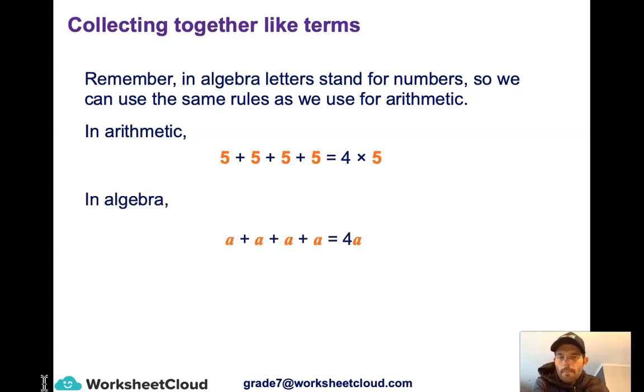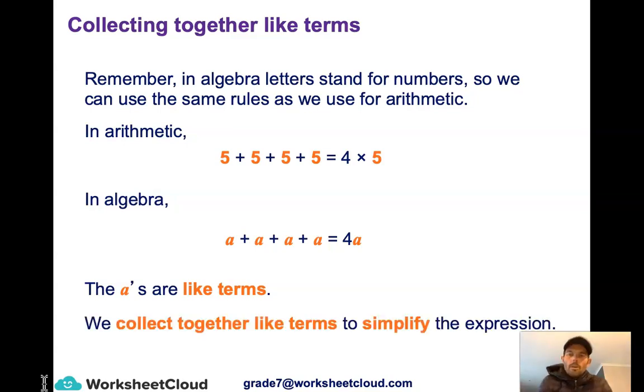So in algebra, if you have a plus a plus a plus a, you can write it as 4a. Remember, we do not need to write the multiplication sign, okay? So 4 multiplied by a is written as 4a. Another reminder that the number comes before the letter. The a's are all like terms, okay? They're all small, so you can add them together to get 4a. So we collect together like terms to simplify the expression.